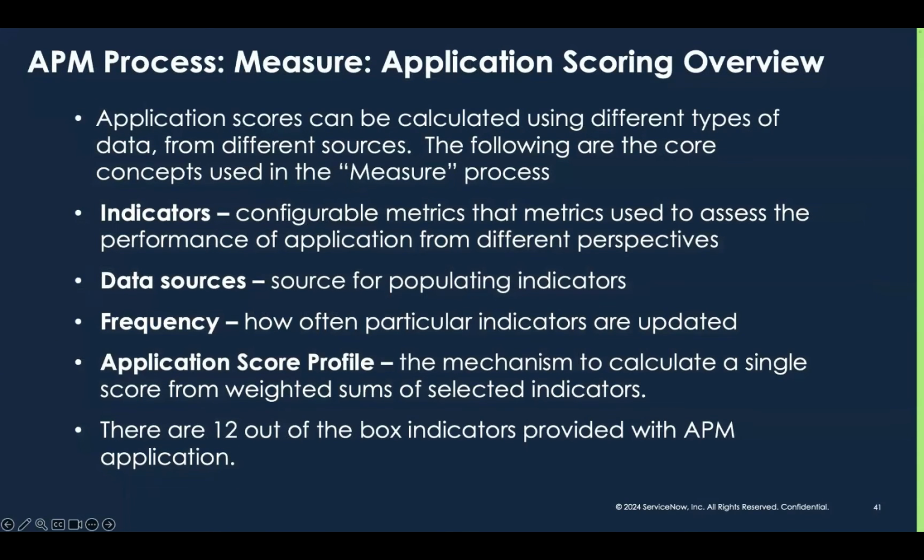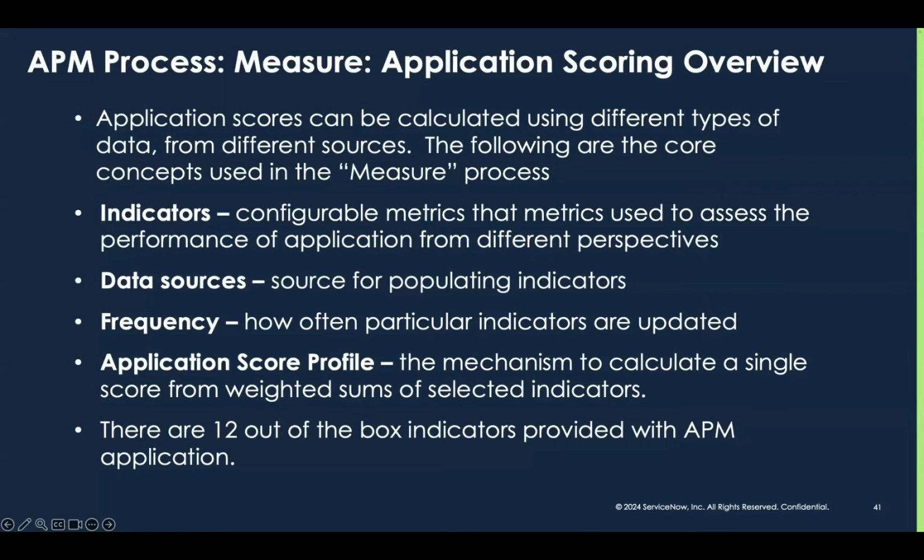First, we want to overview. Here's some definitions. Application scores can be calculated by all sorts of means. We have actually 5 different ways. Indicators are individual metrics. Data sources, again, that's what we use to populate it. How often? Some things don't make sense to do every month. So a quarterly basis or once a year are how we would do it.